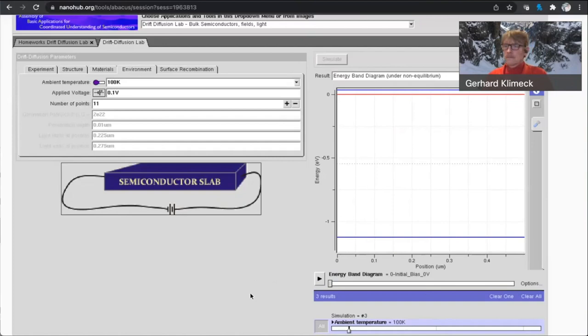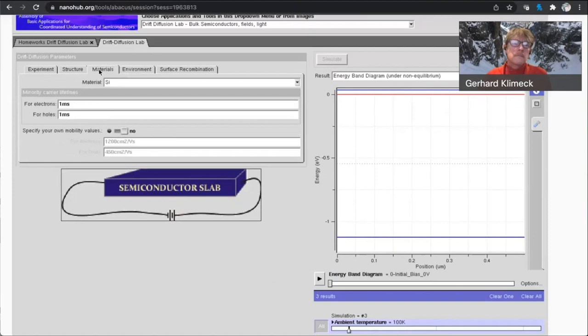All right. The next question is, is the low injection, high injection behavior for direct band gap materials also incorporated? Yes. So I do know you can choose gallium arsenide. That's a direct gap material. I know the author of the code has worked on gallium arsenide devices, and I'm sure they have included it. So yes.